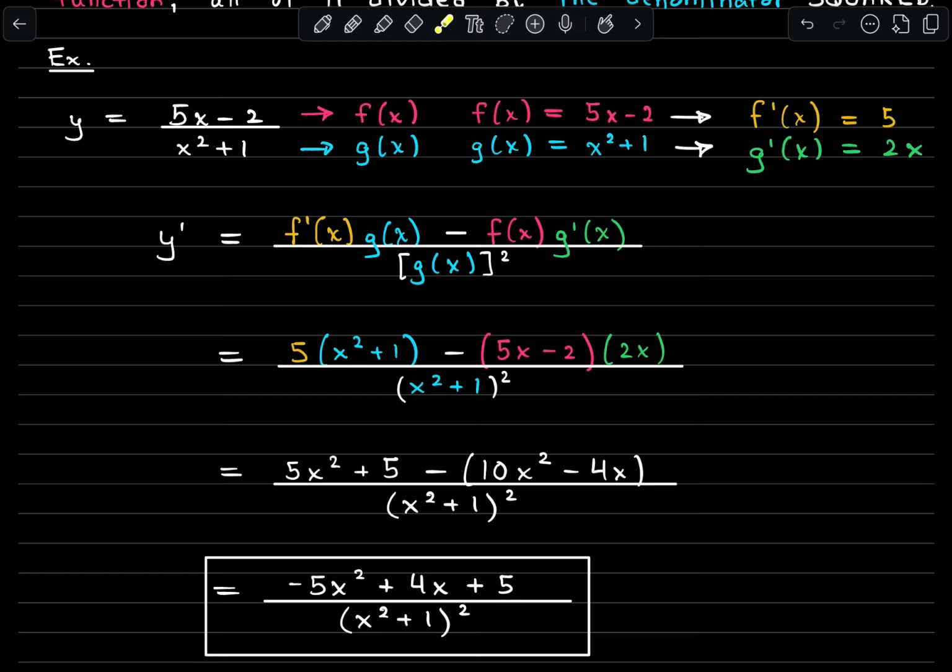Okay, so that's the quotient rule. So today we've covered derivatives of sine and cosine, derivative using the product rule, and derivative using the quotient rule.